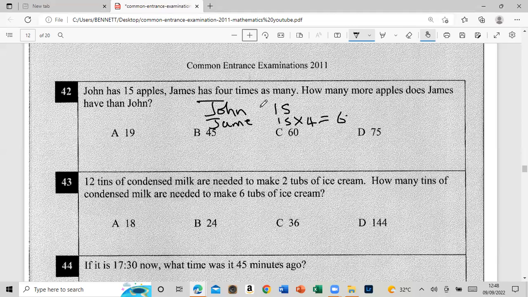Now they want to know how many more does James have than John. So it will be the difference, right? So it will be 60 minus 15, which is 45. I love this type of question for my students. Embrace them, guys. Embrace them, all right?